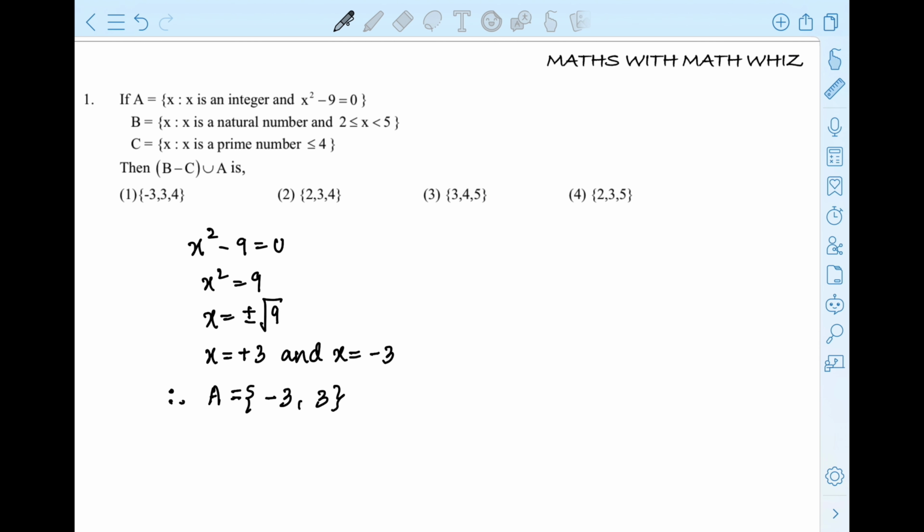In the same way, let us see what are the elements of set B. If we observe set B, x is a natural number and 2 less than or equal to x less than 5. So, it contains the elements 2, 3 and 4. In the same way, we should also see the elements of set C. It is a prime number less than or equal to 4. So the elements of set C will be 2 and 3.